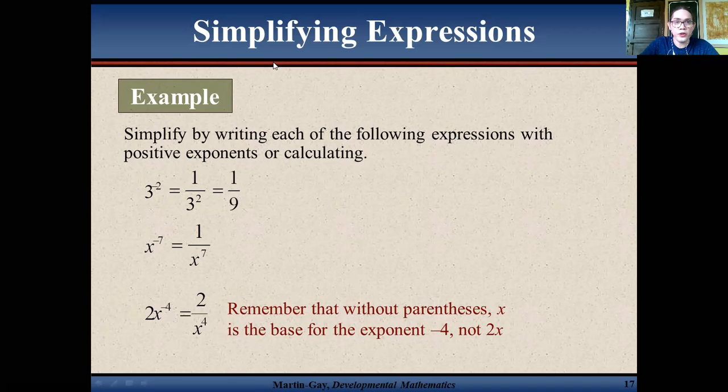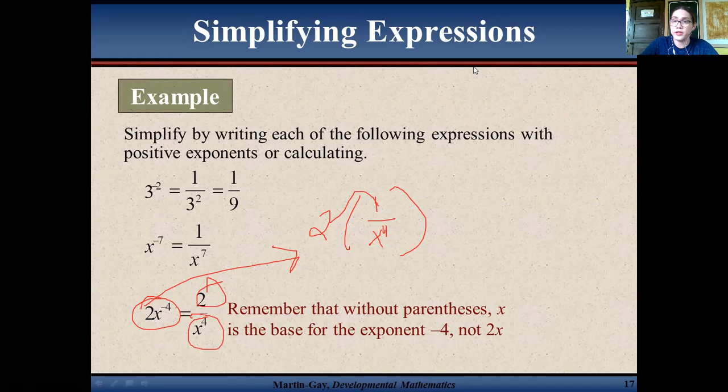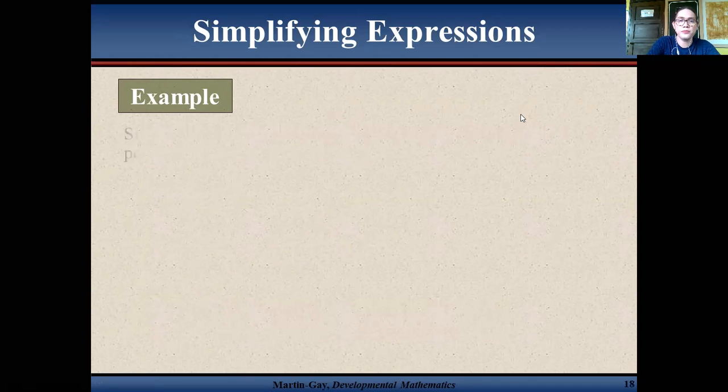Or in another way, you can rewrite this one, or solve this one, this way. That is 2 times 1 over x to the power of 4. That's why 2 times 1 gives you 2, so our answer is 2 over x to the power of 4. Okay? So I hope you can follow.